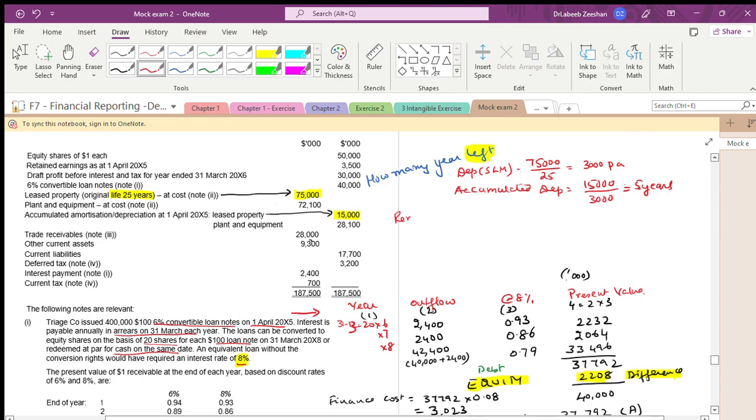Remaining life. How many years? 25 years minus 5 years. Minus we have calculated for 6 months. How much is the remaining life? 19.5 years.